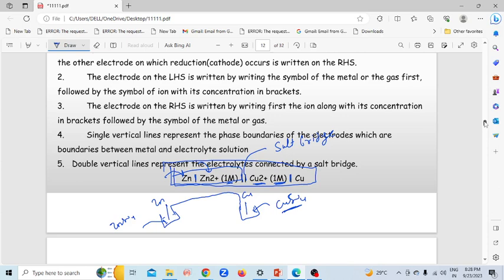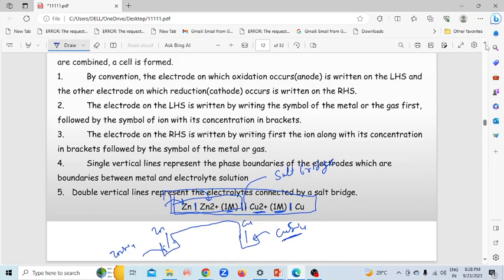Okay, so there are some rules to write this half cell, which are by convention. The electrode on which oxidation occurs, oxidation occurs at the anode, is represented on the left hand side. Always the oxidation reaction will be written at the left hand side, and the other electrode, on which reduction occurs, on the right hand side. Which half reaction will be written on the left hand side and which on the right hand side, this is clear.